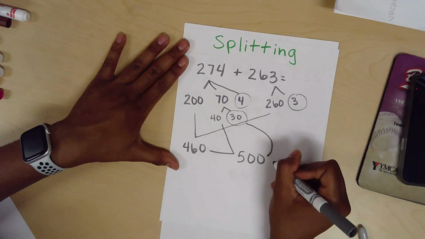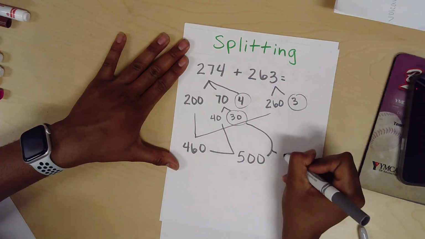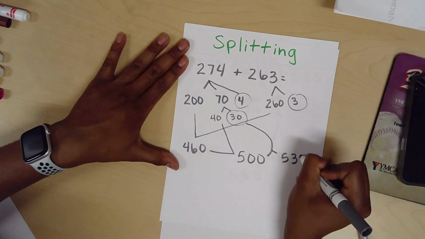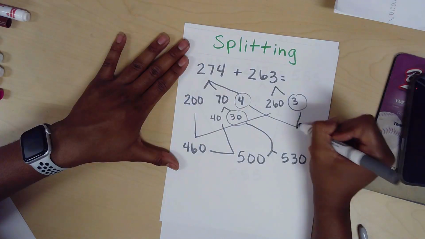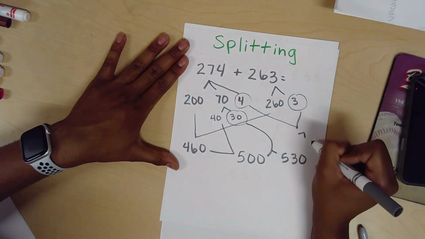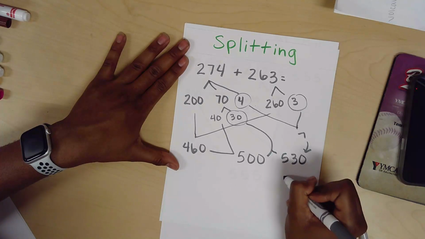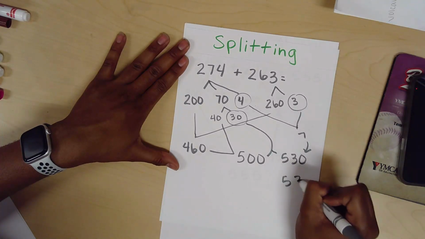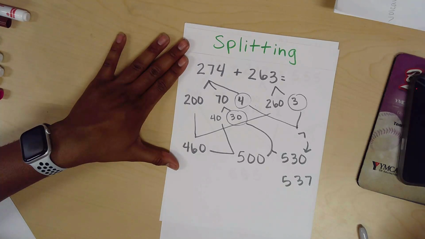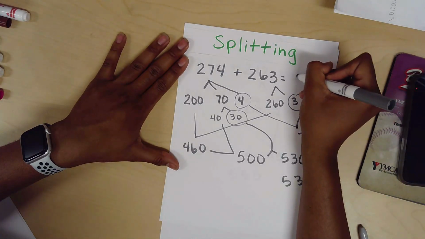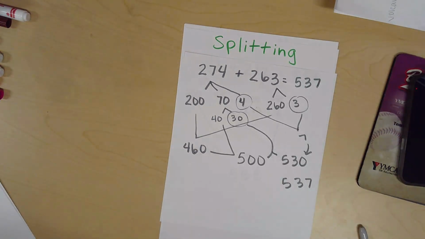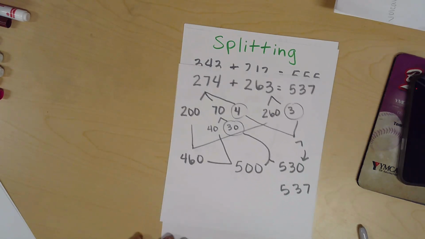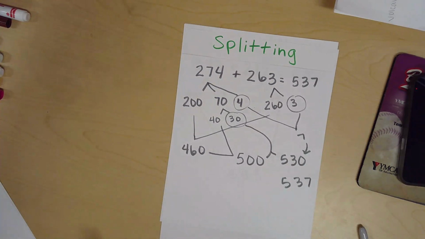So we're going to add our 30 on, and so now we've got 530. And then let's go ahead and combine that 4 and that 3 to get 7 and put it on there to get 537, okay? Probably not your favorite way of the 3 that I've done so far, and that's okay. That's what this is all about, is finding a strategy that works best for your kiddo.